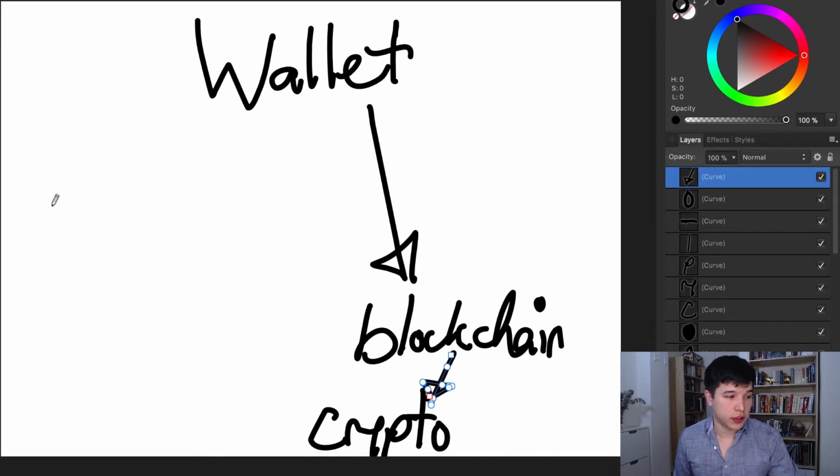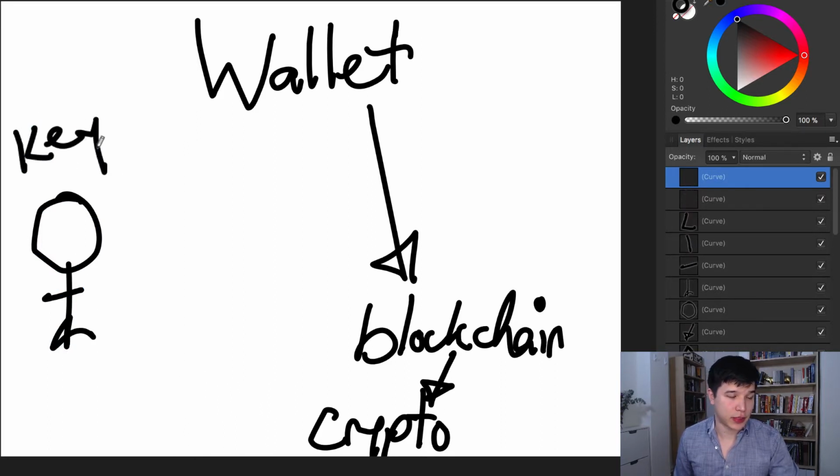So here's you, this beautiful stick figure, and you've got your private key. Private key is the only one that lets you access your wallet. So your private key gives you access to your wallet, which gives you access to the blockchain, which gives you access to crypto.